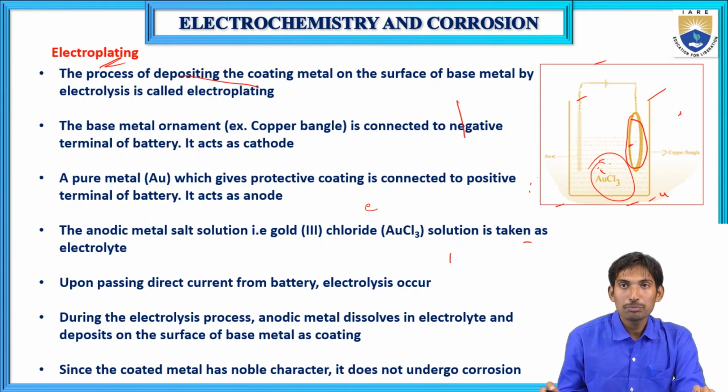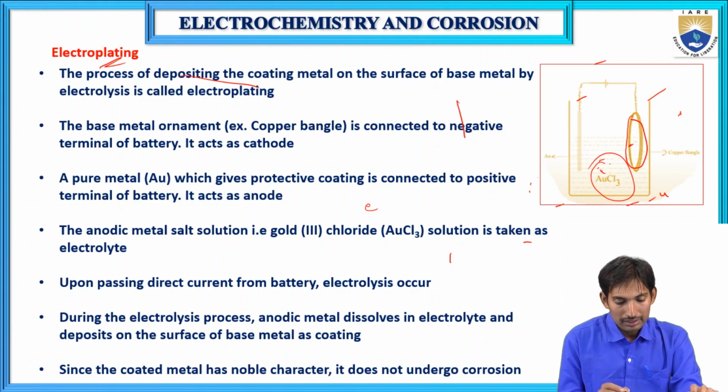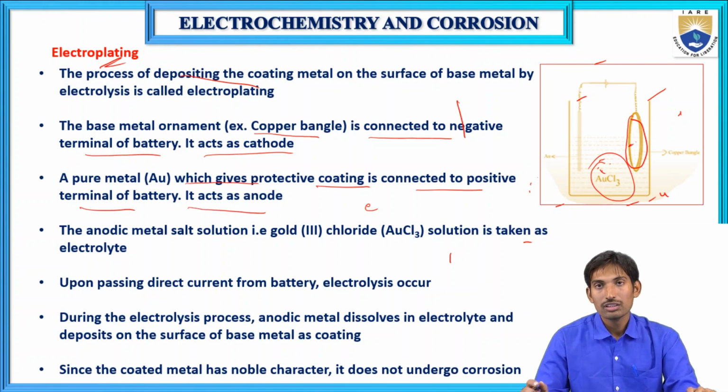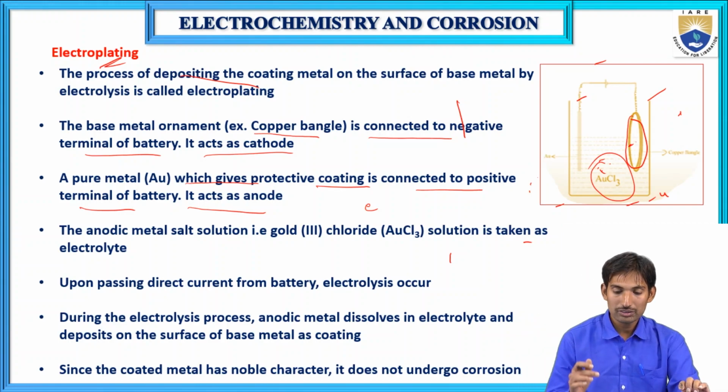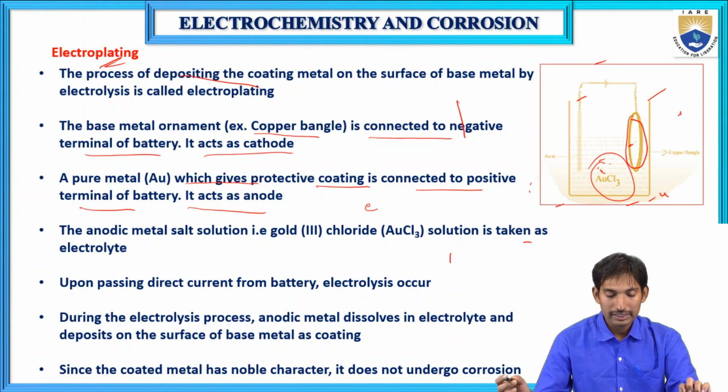The process of depositing the coating metal on the surface of the base metal by electrolysis is called electroplating. The base metal ornament, for example a copper bangle, is connected to the negative terminal of the battery. It acts as cathode. And the pure metal gold, which gives the protective coating, is connected to the positive terminal of the battery. It acts as anode. So in electroplating, we have to connect our base metal to the negative terminal of the battery, that acts as cathode, and our coating metal acts as anode, and we have to connect that anode metal to the positive terminal of the battery. Then the electrolyte is the salt of the anode metal, which you have to take.